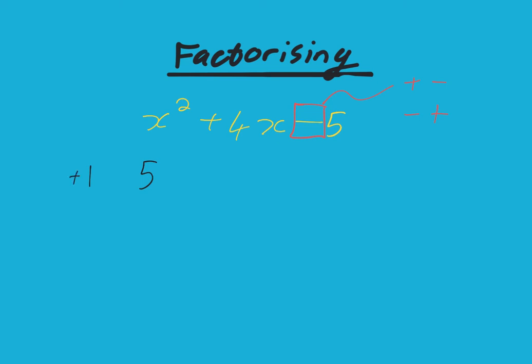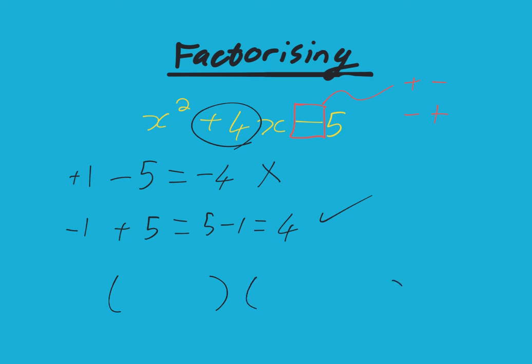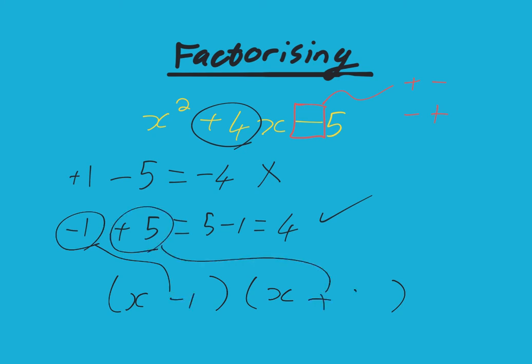Let's try with a plus and a minus. We get 1 minus 5, which is -4, so that's wrong. Let's try the same pair, but with different signs. -1 plus 5, that's the same as 5 minus 1, which is 4, and that's what we wanted, so that's right. So then from there, we just do what we're used to. We make the brackets, x, x. We have -1 here, and we'll put +5 there. Again, this is the same as x plus 5 times x minus 1. The order of multiplication doesn't matter.